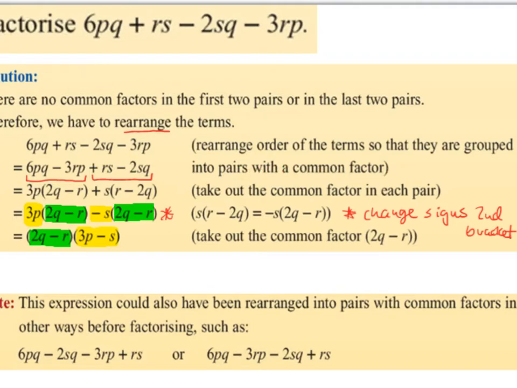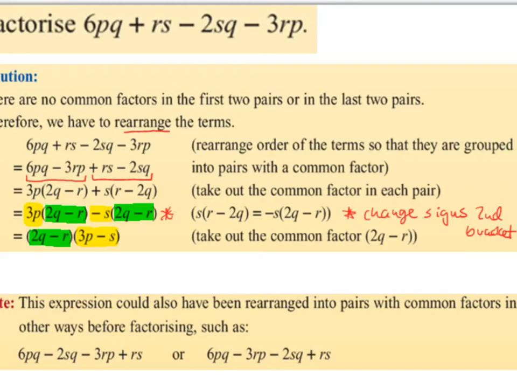So next we factorize the first 2 terms. So 3p is the HCF of 6pq minus 3rp. So 3p divides into 6pq, leaves us with 2q. 3p divides into minus 3rp, leaves us with minus r. Then we factorize the right 2. So the HCF of rs and minus 2sq is s. So s divides into rs, leaves us with r. s divides into minus 2sq, leaves us with minus 2q.